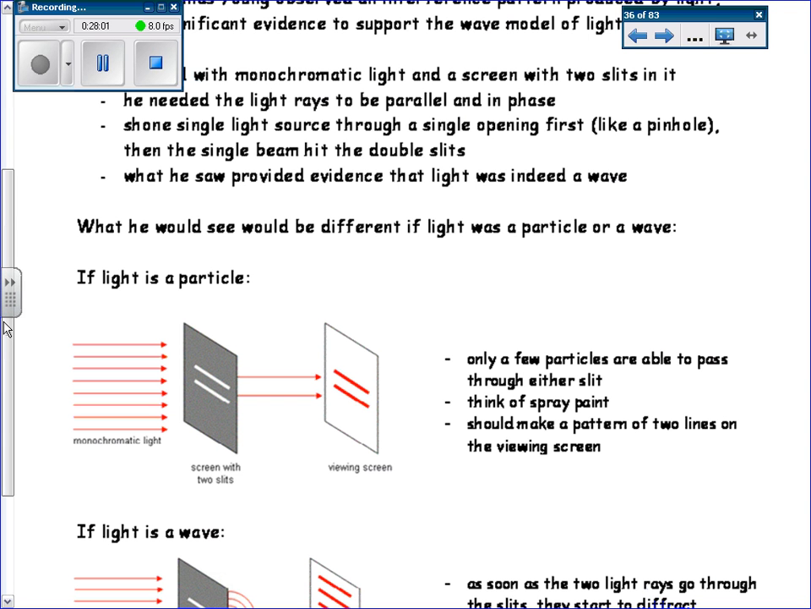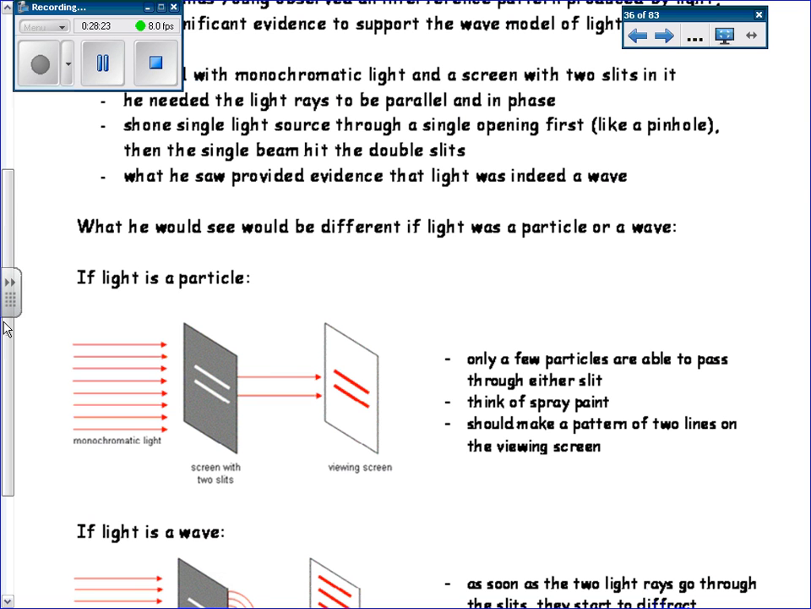And so that's what he should have seen if light was a particle, because only some particles would pass through here, right? Only the particles that lined up directly with the slits would actually pass through. Anything that just hit the wall part of that double slit apparatus would not go through. So you would only get a pattern from the light that actually made it through the slits.